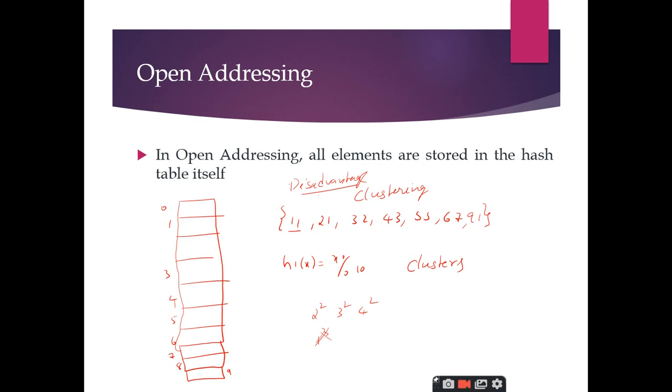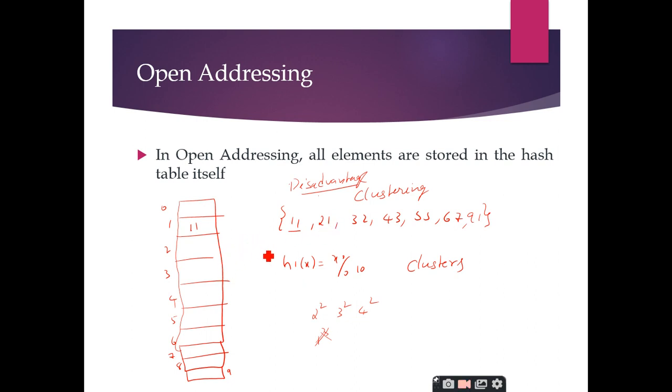So in order to avoid the disadvantage of clustering, we are implementing quadratic probing, where you are not going to search the next vacant location in a linear fashion. You are going to search in a quadratic fashion. Example, let me take it. Right. So 11 will be occupying this one, as you know, and again I got a collision for this 21, right?